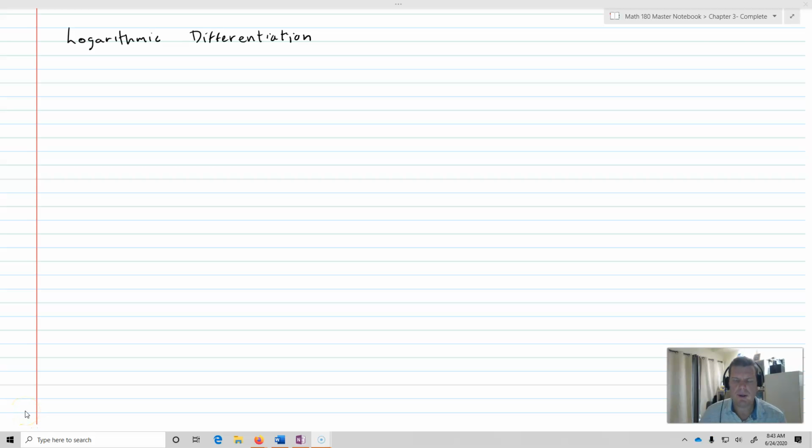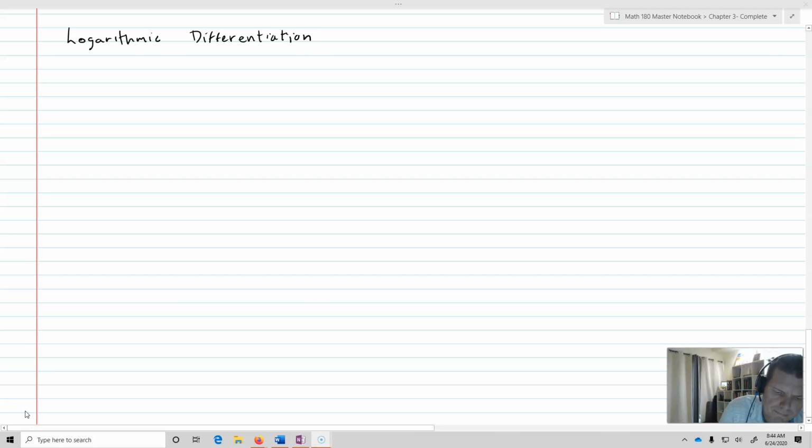So now what I'm going to do is go over a powerful technique for solving for derivatives that otherwise look like they might not be solvable. It's called logarithmic differentiation, and it utilizes our logarithm rules in order to find the derivative of some pretty complex functions.